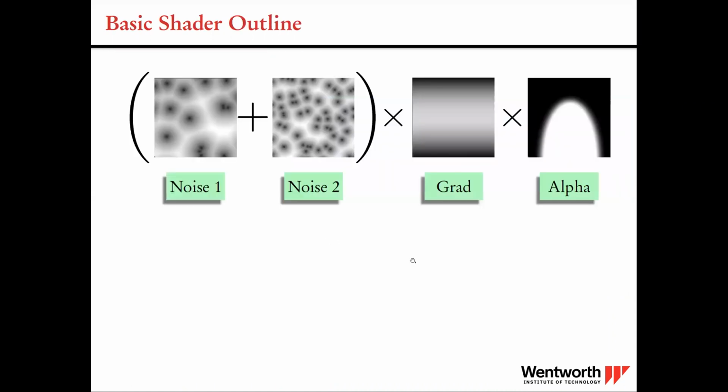So the actual shader itself that we're going to be making is this. We're going to add two noise textures together, and then we're going to multiply that output, which is what we have right now, by a gradient that I've given you. You have this texture available to you, and then we're going to multiply that by an alpha channel, which I've already given you as well. This is just a texture. This is our distortion.